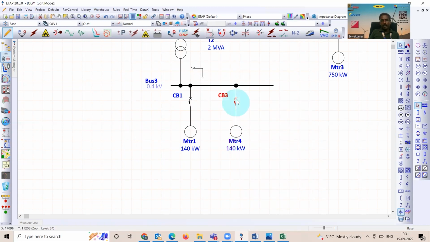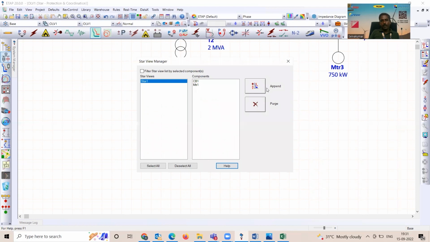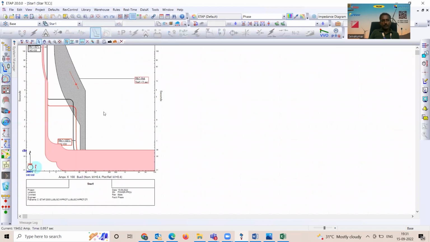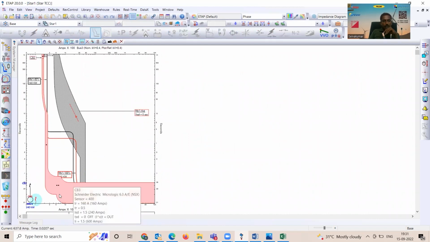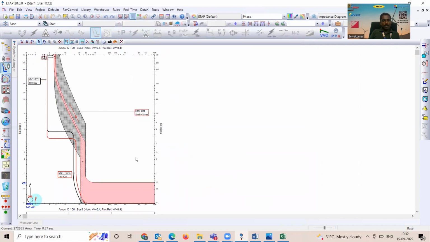In order to have a comparison of both the breakers in the same graph, I'm just trying to append this circuit breaker, right? Here you can see this is the circuit breaker. Let's see how electronic release is far better from multiple perspectives. Yeah, I guess more or less it's making some sense.